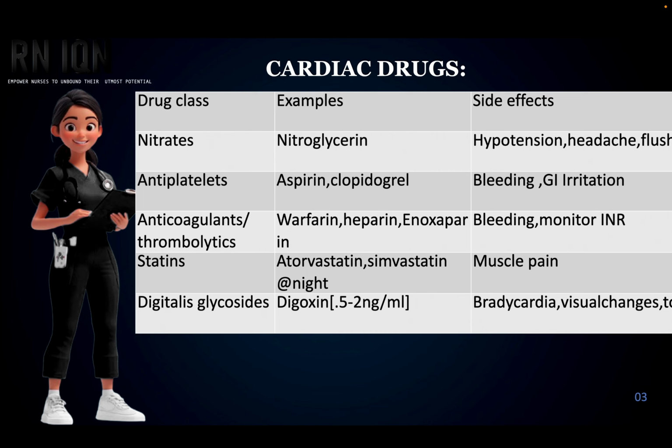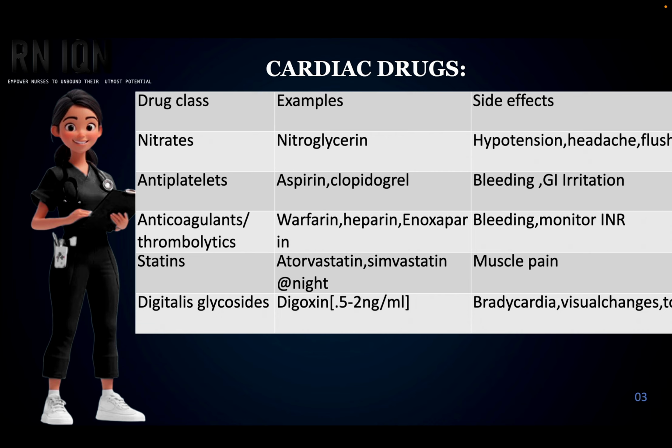Let's review some cardiac drugs. Nitrates are typically used to treat angina, especially chest pain, in order to dilate the blood vessels and improve the blood flow to the heart. We are using nitroglycerin.